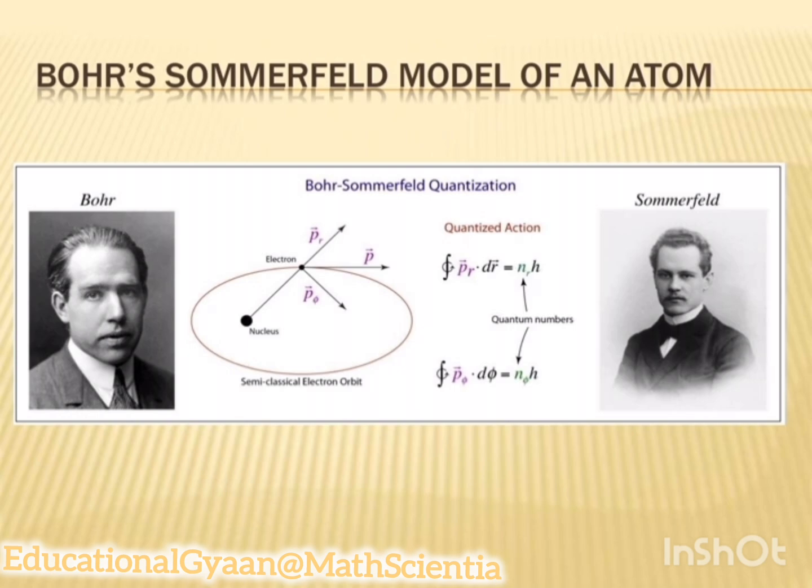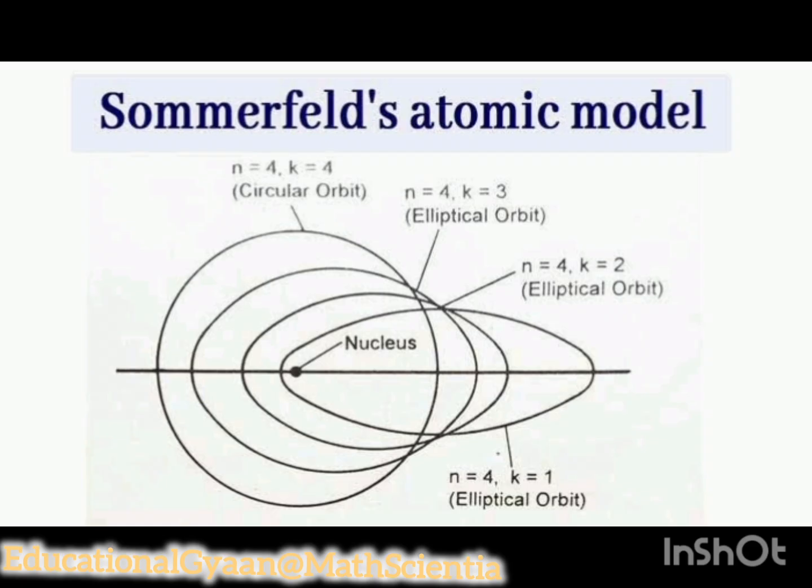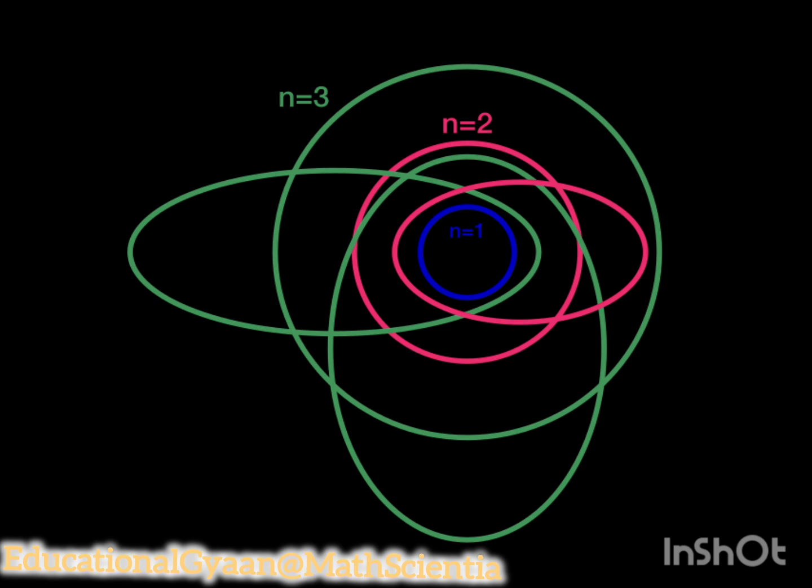Here he has taken Bohr's first circular orbit, and then he added one more elliptical orbit to Bohr's second orbit, and so on, because this will result in periodic motion of the orbits. If the central force coincides with one of the foci of the orbit, based on this concept, Sommerfeld modified the model and added elliptical orbits.